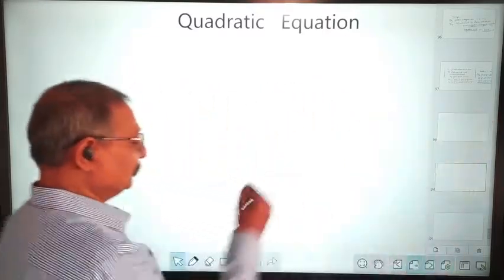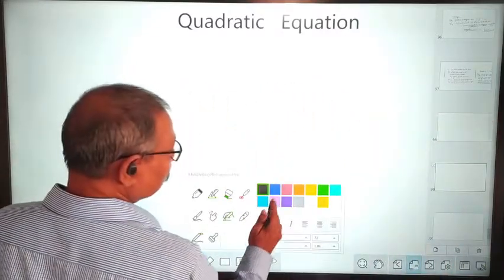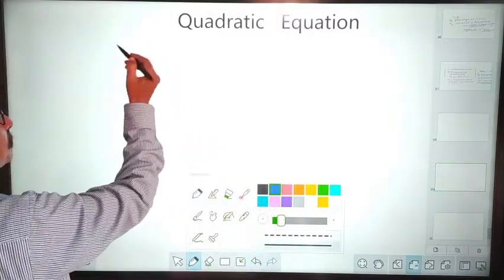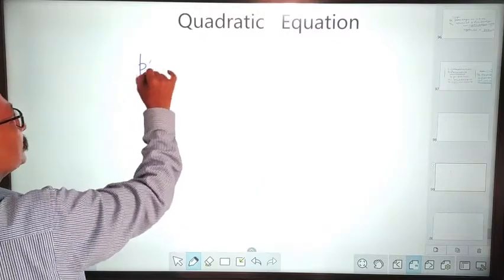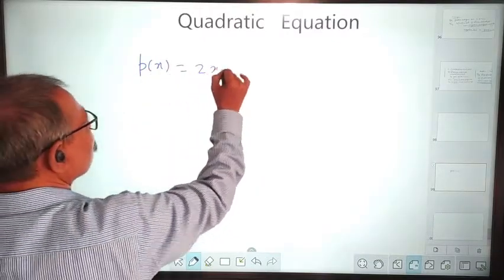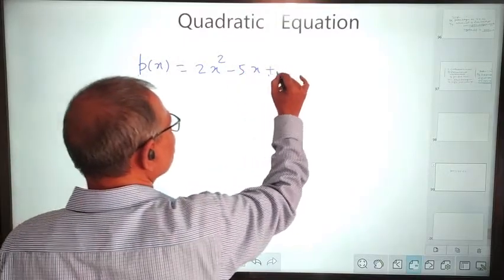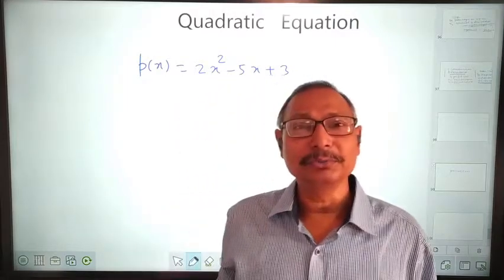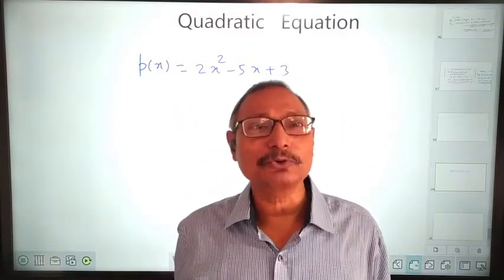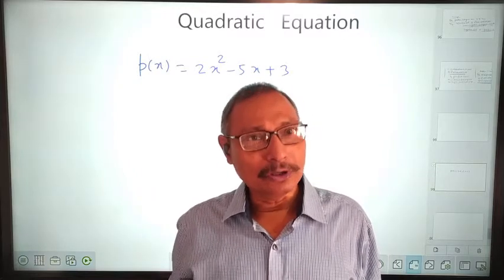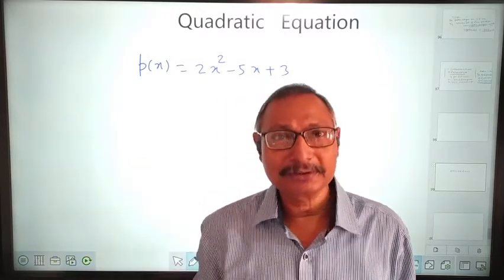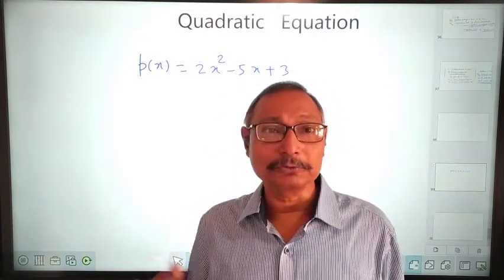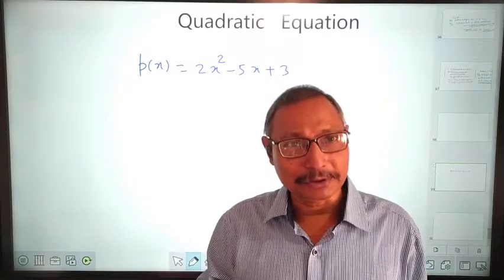What may that mean? Suppose we have a quadratic polynomial like this: P(x) = 2x² - 5x + 3. This is a quadratic polynomial. As you know, for being a polynomial, we need the indices over variables to be non-negative integers. So we have that here. It is a polynomial, and the highest degree of this polynomial is 2. So it is called a quadratic polynomial.